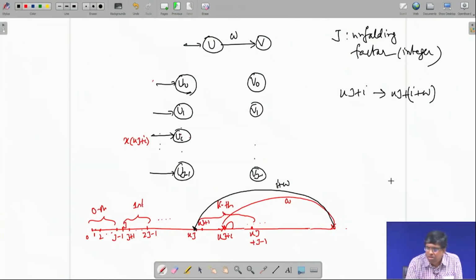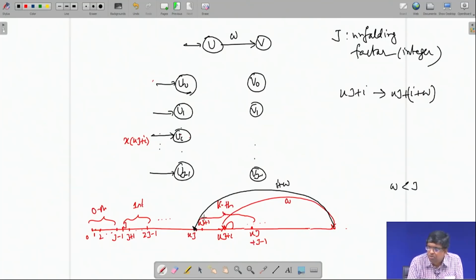But W is small, suppose W is less than J. So, that means W can be maximally up to J minus 1. So, from Kj it will be I plus W, okay. So, this point, suppose I start here.